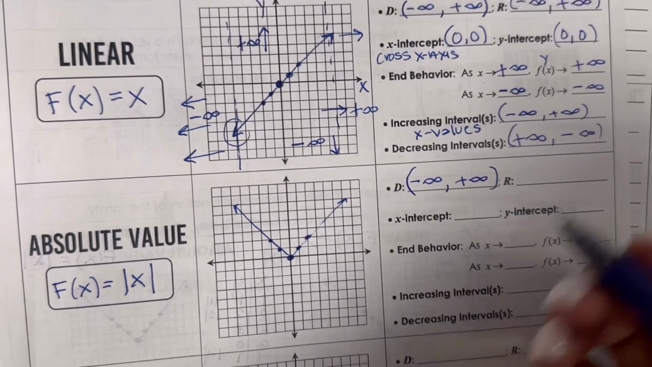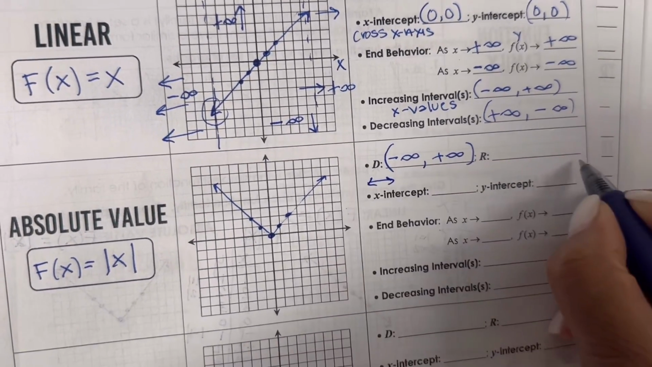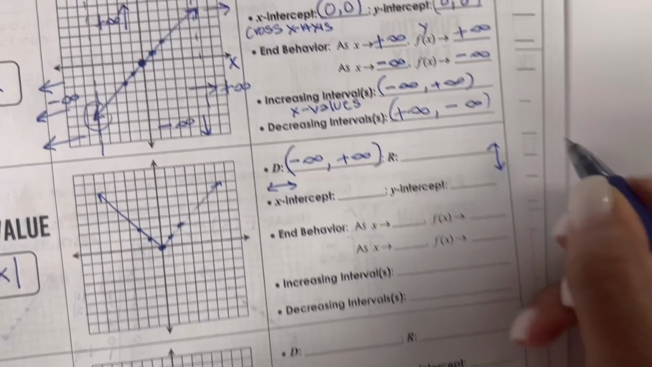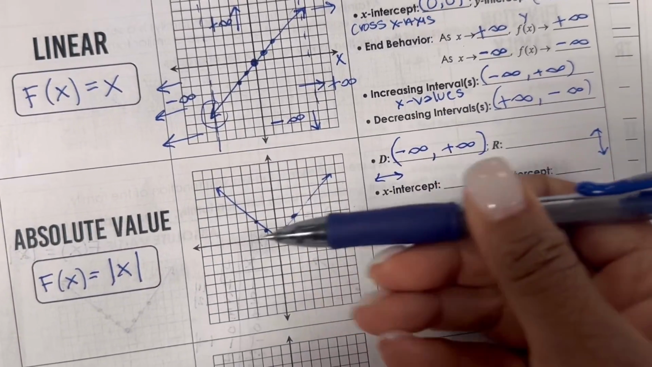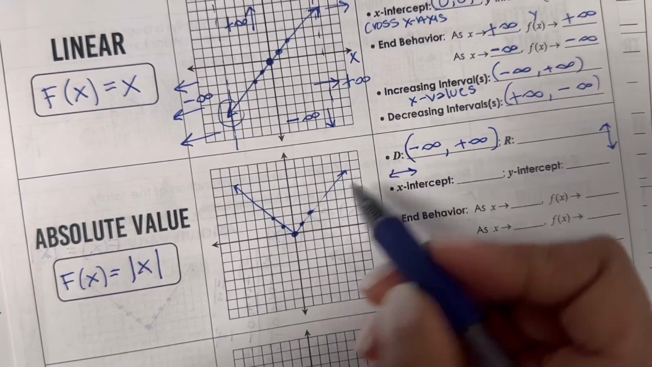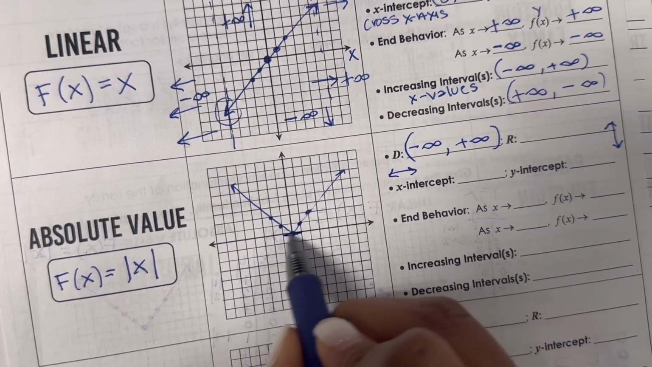Range. Where is the bottom? So this is left to right. This is bottom to top. Make sure you do your arrows. Where's the bottom of this V? Does this V go way down here? No, it stops right here, right? So that's where it starts.